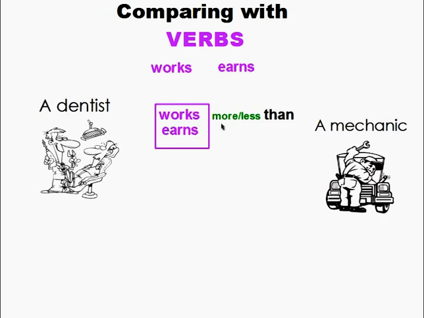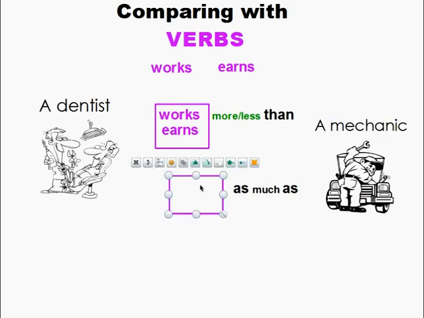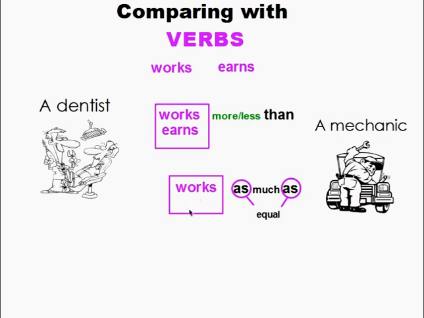So using the verb and then more and less to talk about the amount that the person does the verbs, okay? Now again, we can talk about equal and unequal, right? So if I use the verb and then as much as. So remember, that's when I want to talk about two things that are equal. So I could say a dentist works as much as a mechanic, or a dentist earns as much as a mechanic. And again, that's saying that they make the same amount of money or they work the same amount of time. If I'm using as much as, right? That's equal.